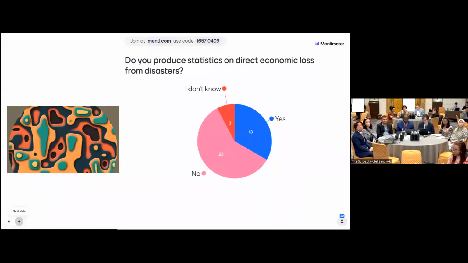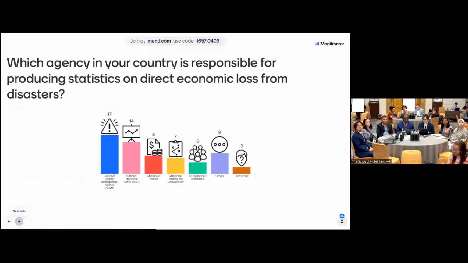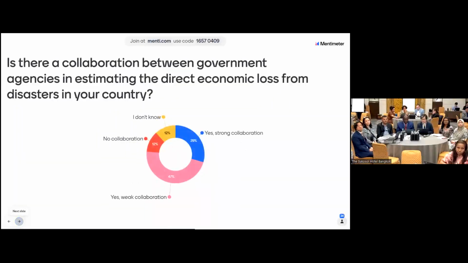The second question: which agency in your country is responsible for producing those statistics? Coming first in the ranking is the NDMA, as our table said. That is the mandate given to the NDMA, right? Followed by the NSO. Actually, the third rank is others. We don't know yet who, but I'm sure there will be other agencies involved in this area of statistics.